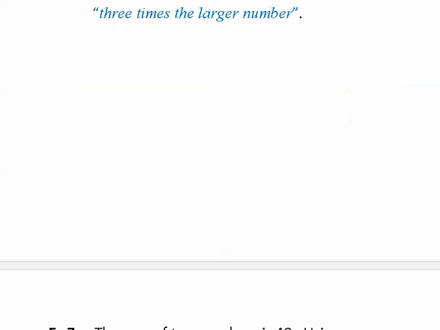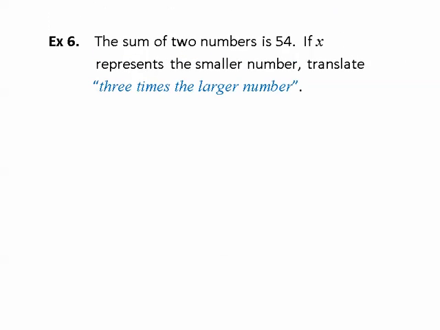Next, we have number 6. This actually comes up quite often. The sum of two numbers is 54. If x represents the smaller number, translate 3 times the larger number. Well, 54 is a total in the problem. It's the sum of two numbers.